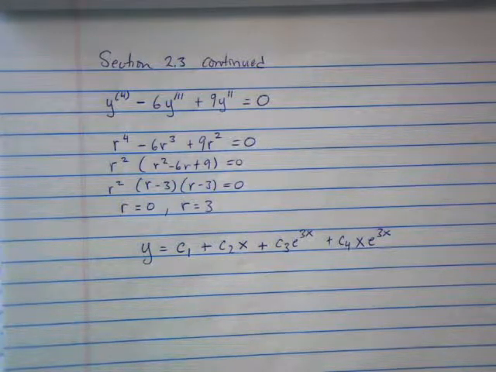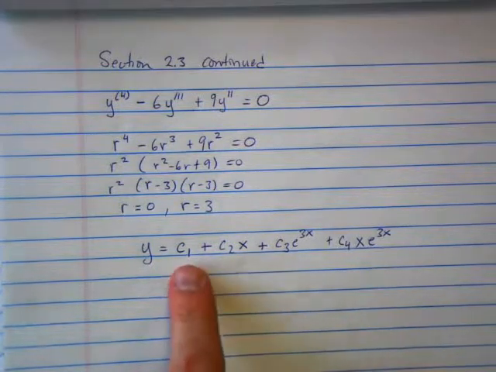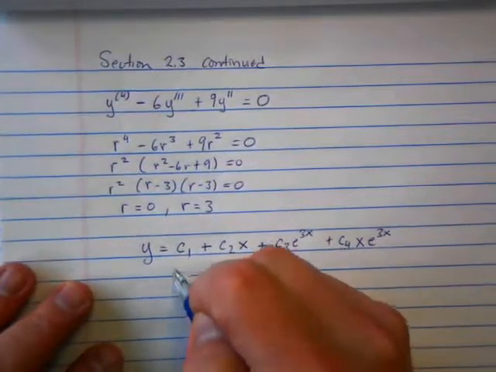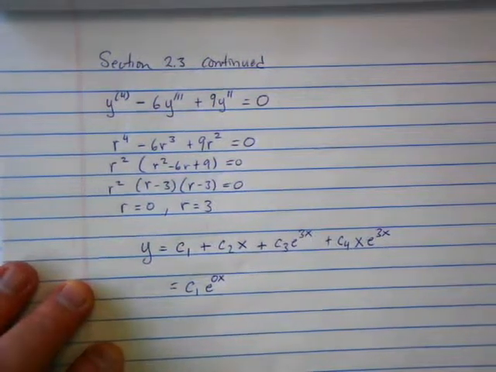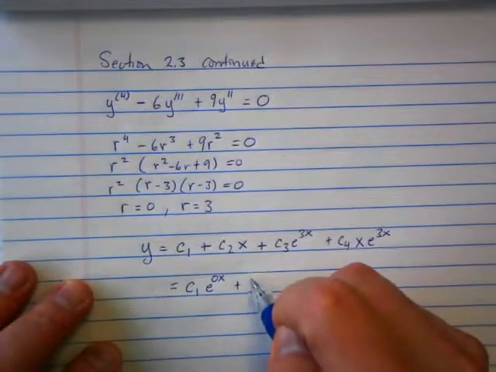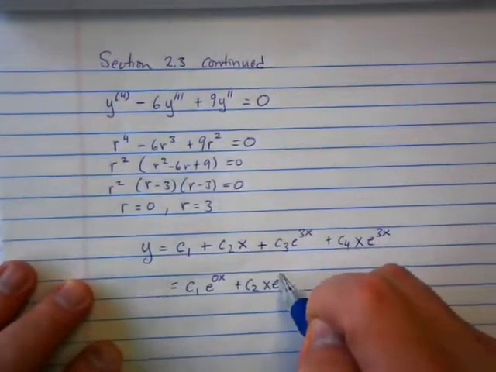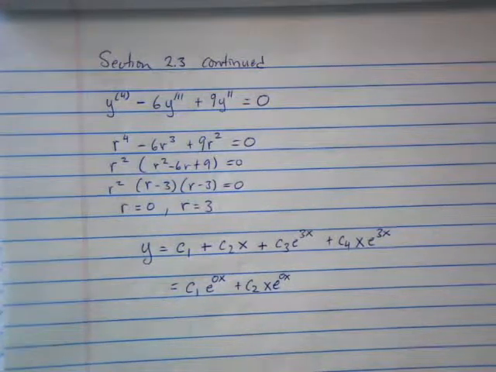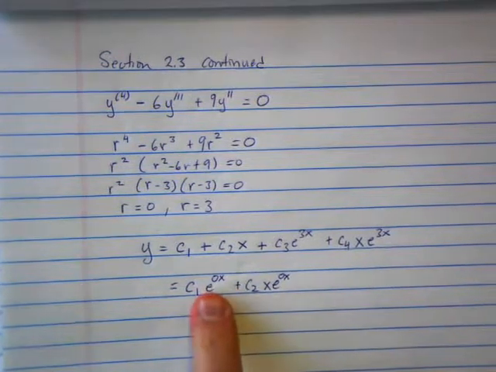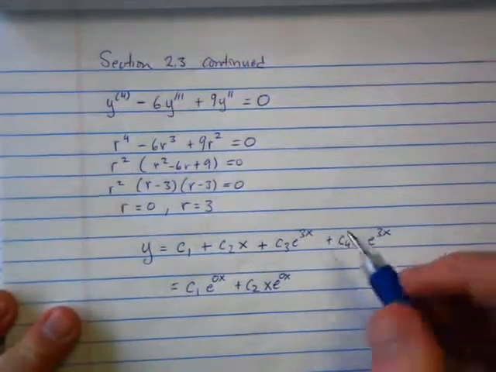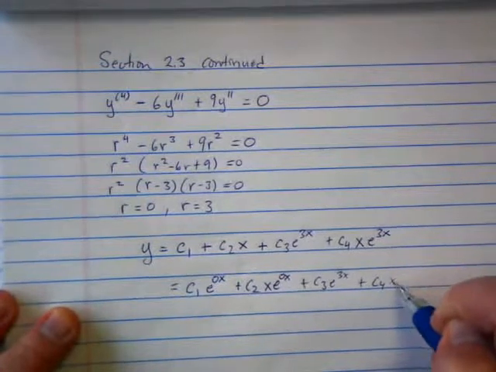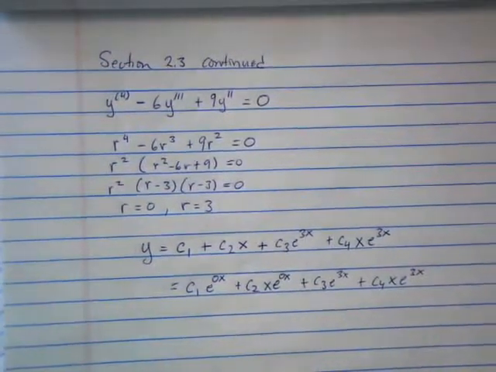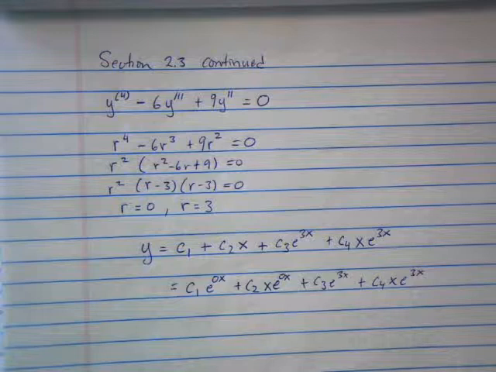This one came from c1, which was really c1 e to the 0x, because r was 0. But e to the 0 is 1. And then c2 was really c2 x e to the 0x. Those two both came from the r equals 0, but e to the 0 in both those cases is 1. And then we had the c3 e to the 3x. And then again the repeat, so we needed to multiply that one by an x, so that we have 4 linearly independent solutions.